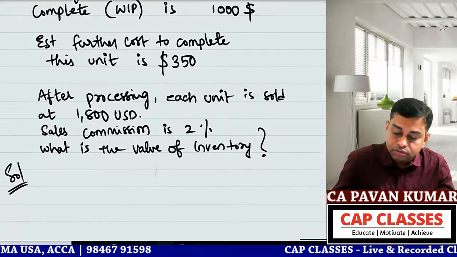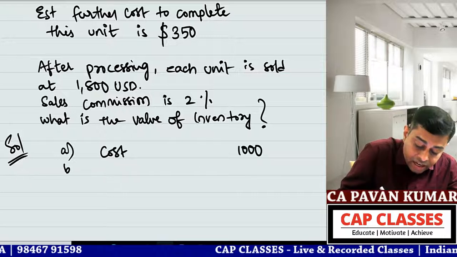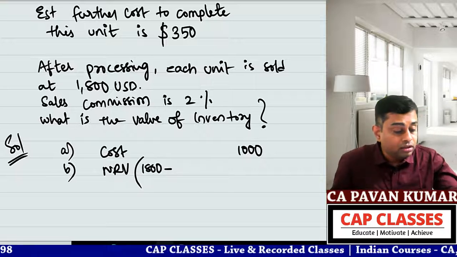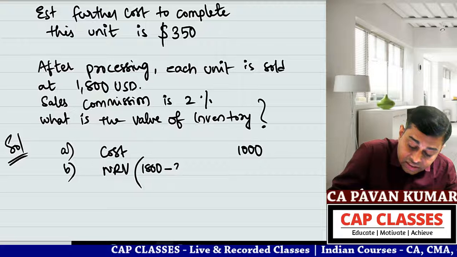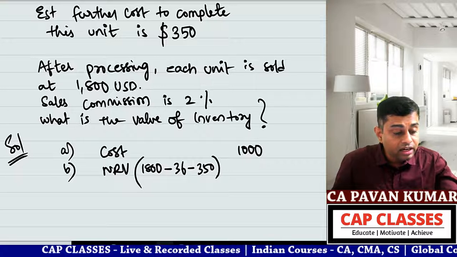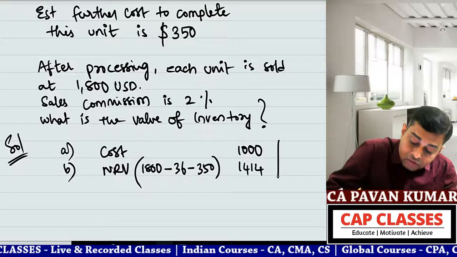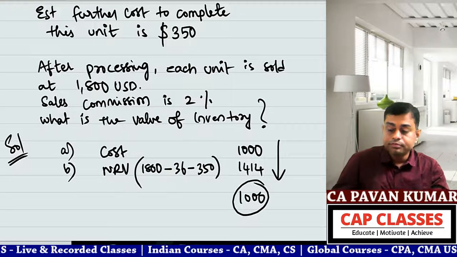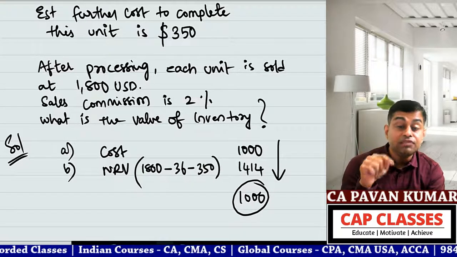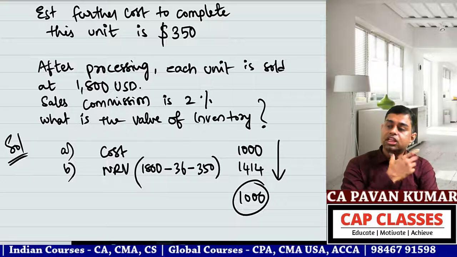Very good. Answer came 1000. Superb. I really appreciate. So A cost $1,000. B NRV. How is NRV calculated? Selling price they have given 1,800 minus 2%. 1,800 into 2% is 36. Minus estimated further cost to complete 350. So take 1,800 minus 36 minus 350 is 1,414. Whichever is lower is 1,000. That's all. So the previous example I have given is for finished goods. This example is for work in progress.